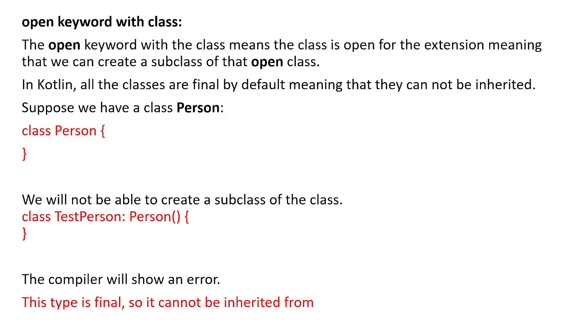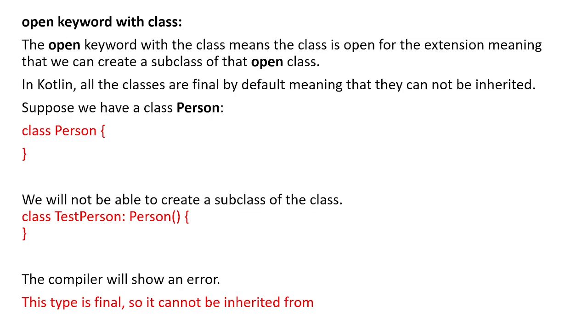So we will discuss the open keyword with class. The open keyword with a class means that the class is open for extension, meaning that we can create a subclass of that open class. Without the open keyword, we cannot inherit that class in its child class. Basically, in Kotlin, all the classes are final by default, meaning that they cannot be inherited in a child class.